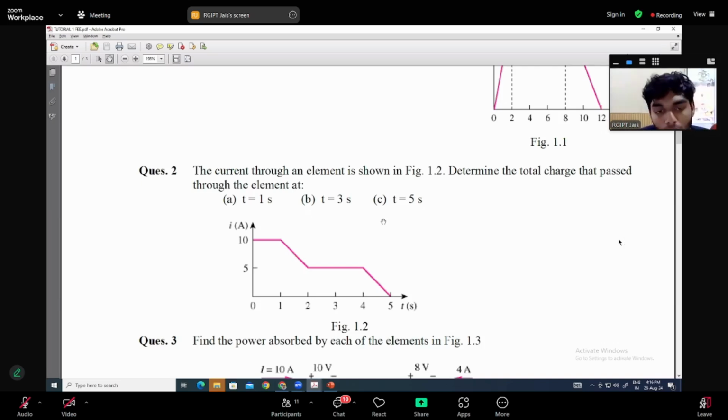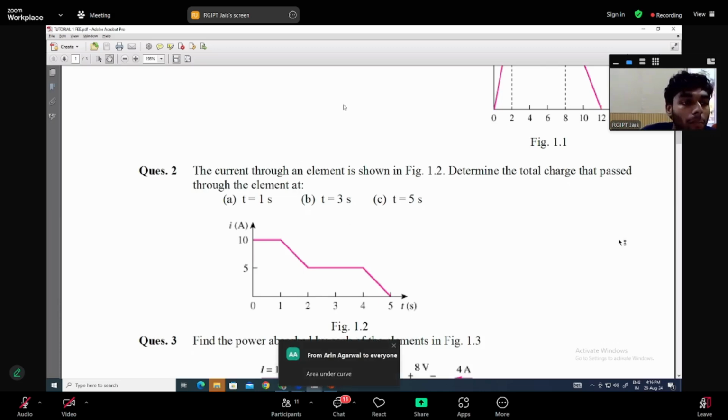Yeah, so can anyone explain how did you solve? What methodology have you used to solve this? You can't unmute or what? Yeah, nice, area under the curve. Yes, yes. Yeah. Arun Agarwal, can't you unmute?